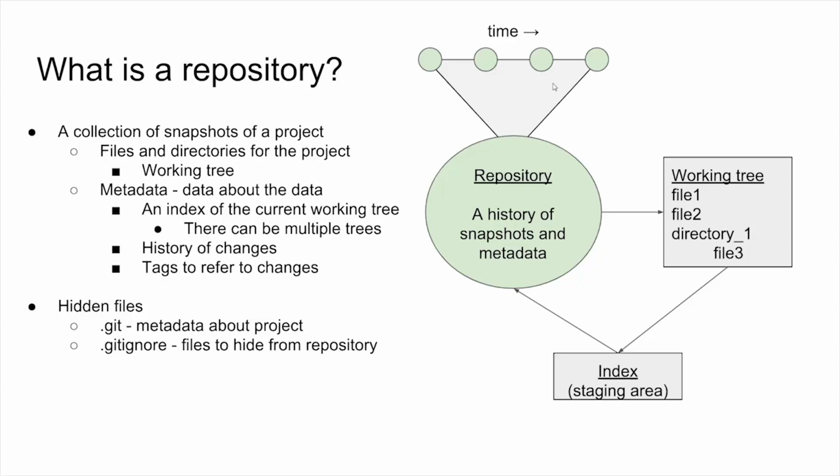If you look at these little green dots, you can think of each of those as being a different snapshot of your project. You'll be able to go back to any of these different snapshots. You can only look at one snapshot at a time on your machine, but we'll talk about the process of looking at these different snapshots. And you're also going to have metadata associated.